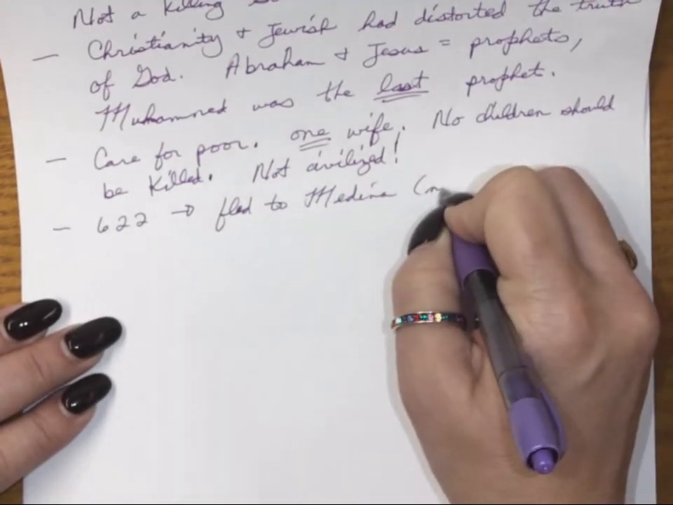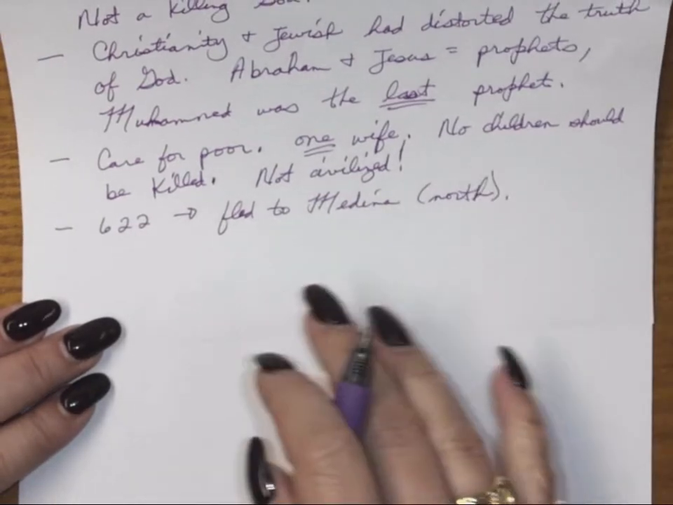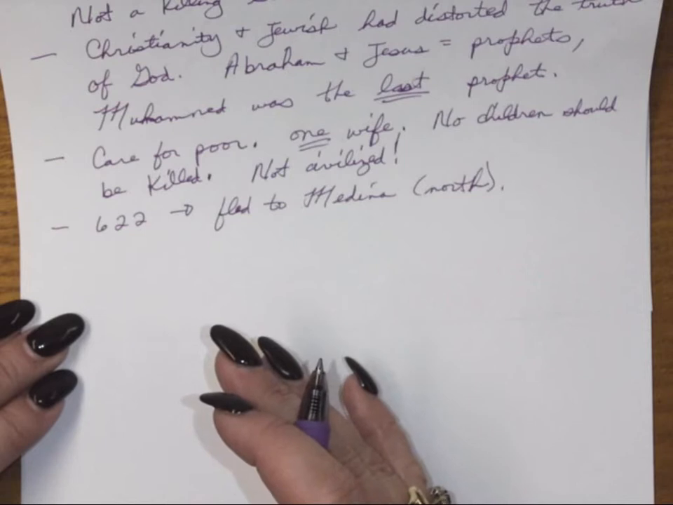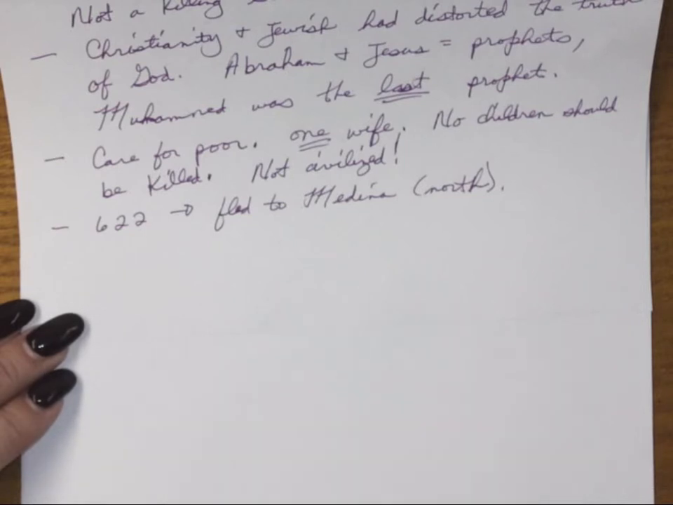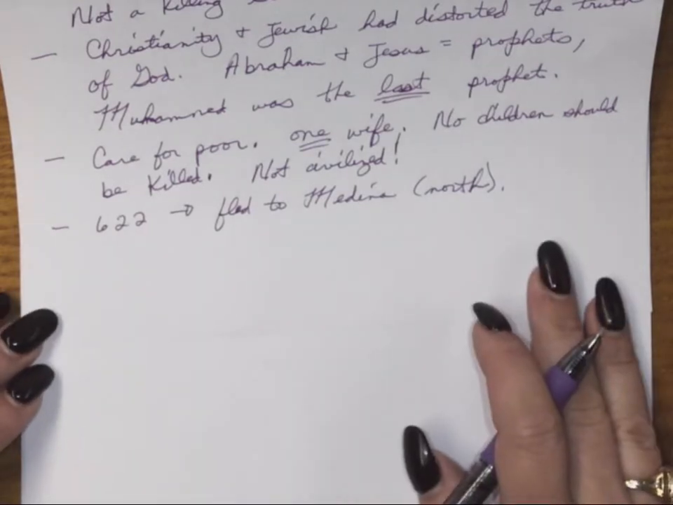which is in the north. And not really very important to our story, except to know that he had to basically abandon Mecca and move north. And that's actually going to open us up for other places being important in his religion, including Jerusalem. So that's what's going to happen there. Okay, so this is what's going on.